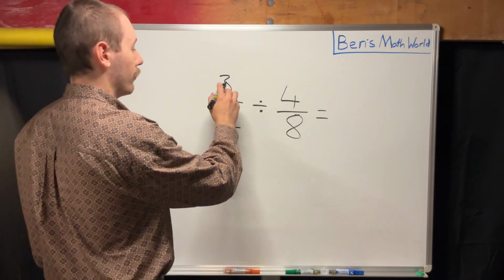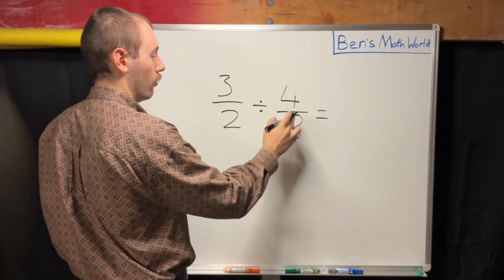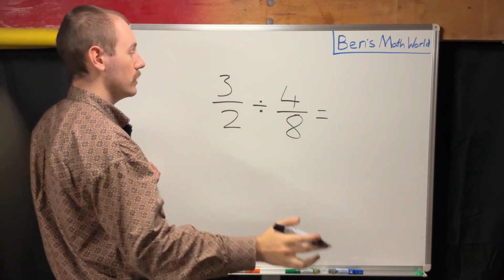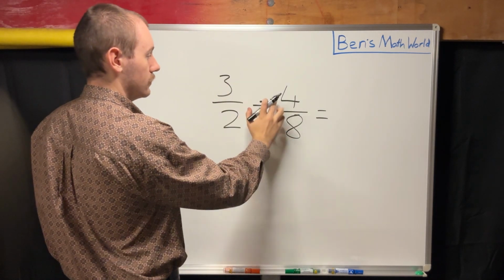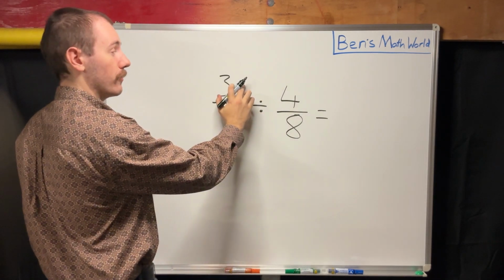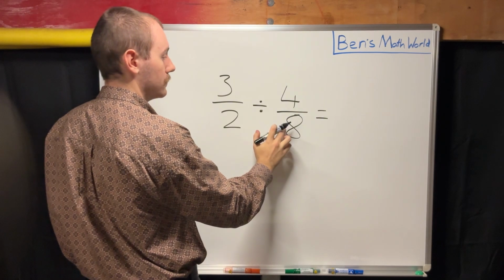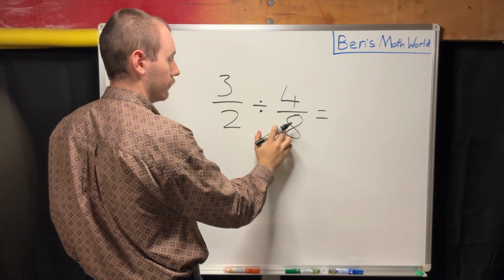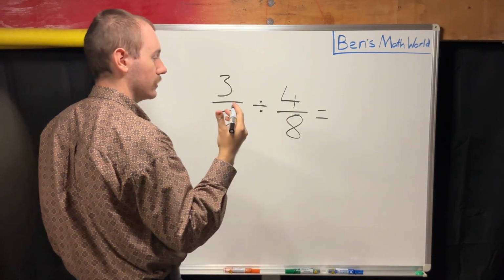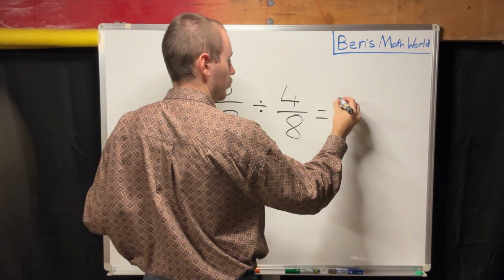Here we have 3 over 2 divided by 4 over 8. So remember, this by this by this. Numerator of the first fraction times by the denominator of the second fraction. So what does it get us? 3 times 8, that's 24.